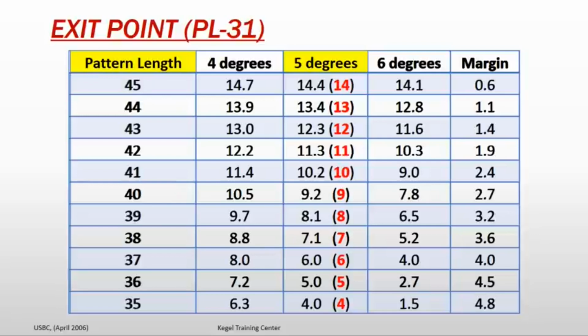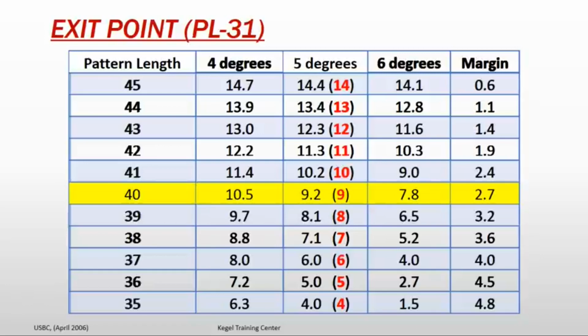Let's see how it works. Let's use the typical house pattern of 40 feet for our example. The pattern length of 40 minus 31 equals 9. Your ball should roll over the 9 board at 40 feet for a good chance to obtain a strike.